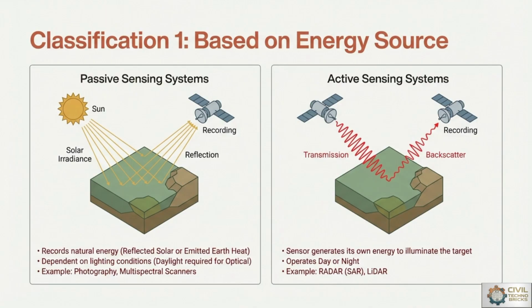Here the active sensors transmit their own electromagnetic energy and measure the reflected signal from surface features. These active sensor systems can operate day and night and are less affected by atmospheric conditions. Radar, LiDAR and SAR are the important examples of active remote sensing technologies. Civil engineers use active remote sensors for terrain analysis, infrastructure monitoring, flood mapping and deformation studies.